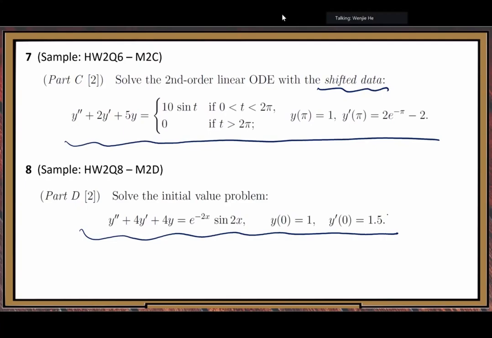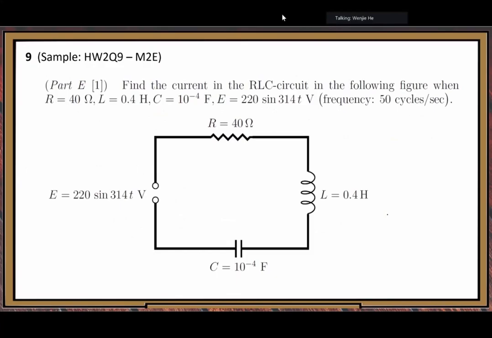All right, so then the last two questions. Number 9, you need to do one electric circuit, an RLC circuit, with three different types of components. Because the E function is not a piecewise function, you do not need to use the Laplace transform for this one.